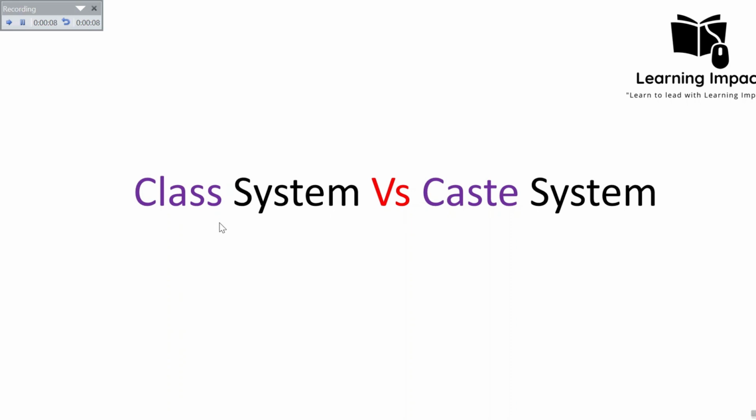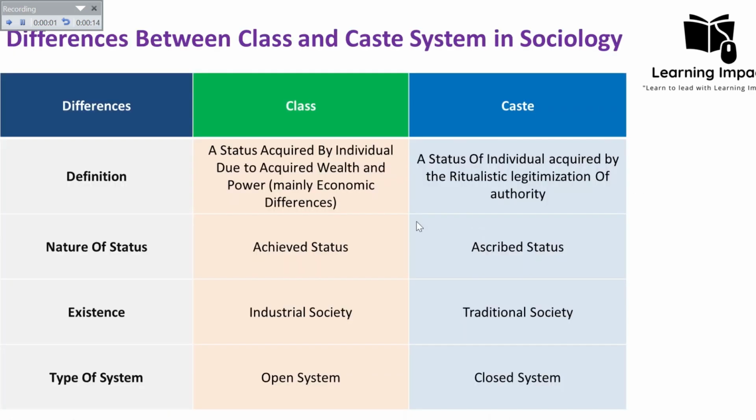In today's lecture, we will discuss the difference between class system and caste system in sociology. So let's start. What are the main differences between class and caste system? We will look into the differences from different aspects like their definition, the nature of status, the society in which the class and caste system exist, and the types, how these types of systems are different from each other.